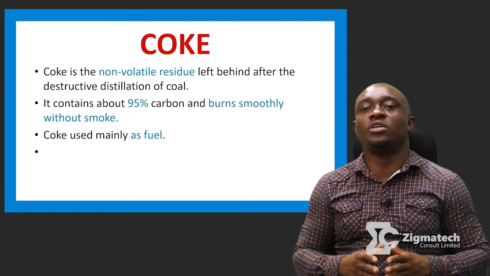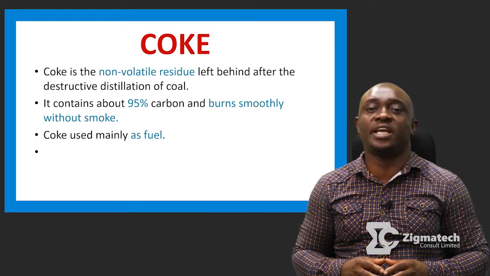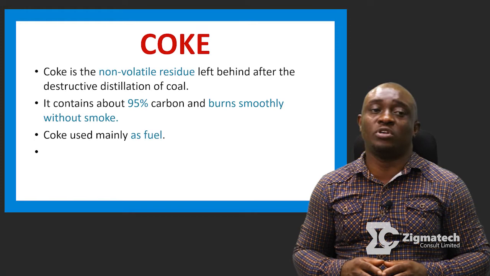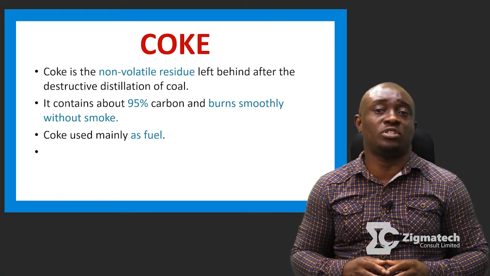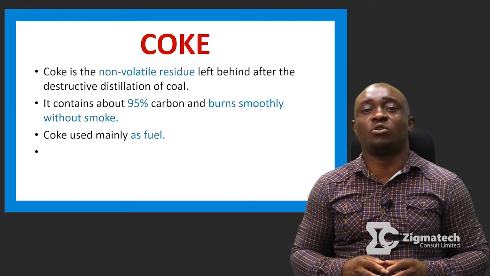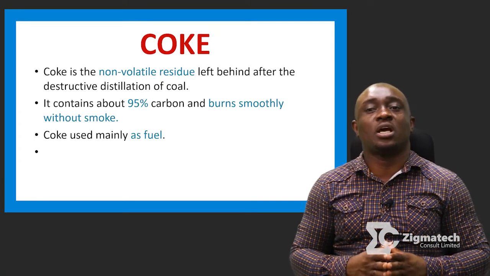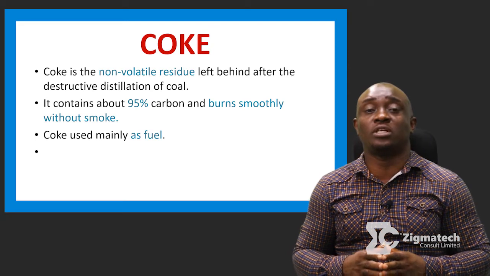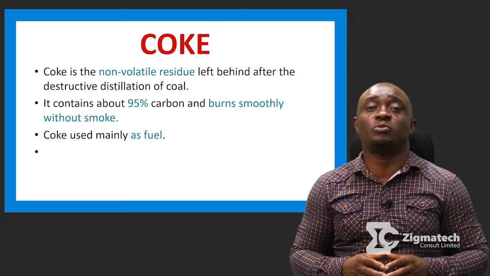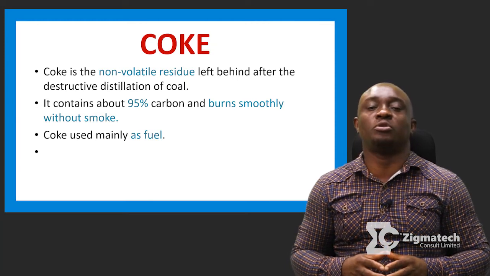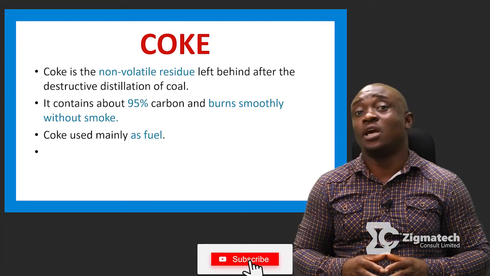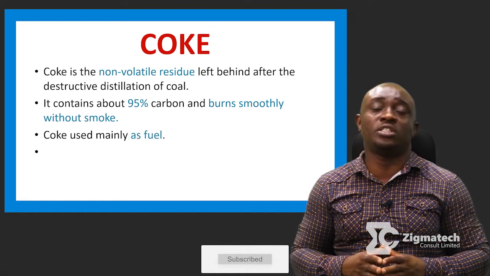Coke. Coke is the non-volatile residue left behind after destructive distillation of coal. This is one of the products we see when we have destructive distillation of coal. Number one, it contains about 95% carbon and burns smoothly without smoke. If it burns smoothly without smoke, it means that it undergoes complete combustion. A complete combustion produces carbon dioxide, while incomplete combustion produces carbon monoxide.